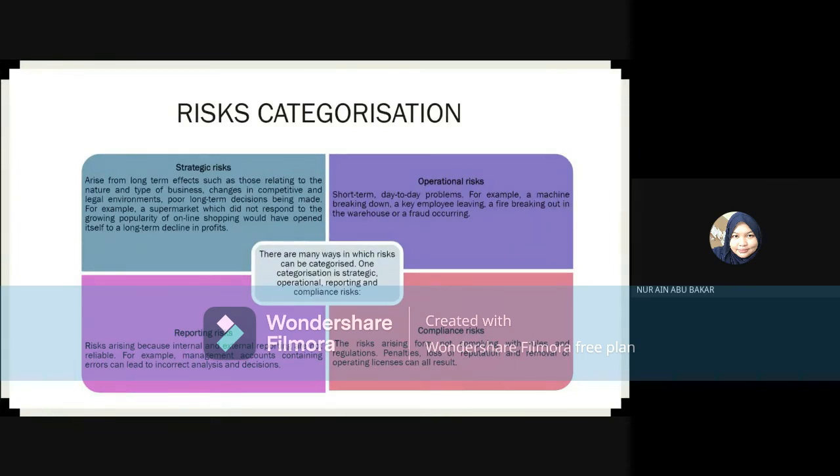Reporting risk, this is the risk arising because internal and external reporting are not reliable. For example, management accounts containing errors that can lead to incorrect analysis and decisions. So when we speak about reporting risk, this is more on the compliance matter. Sometimes we cook the book, sometimes we do a sort of earnings management, what we call creative accounting. So reporting risk may be a little bit difficult to identify unless you come from an accounting background. Maybe you're an auditor, maybe you're a tax accountant, then you can see a problem with their reporting.